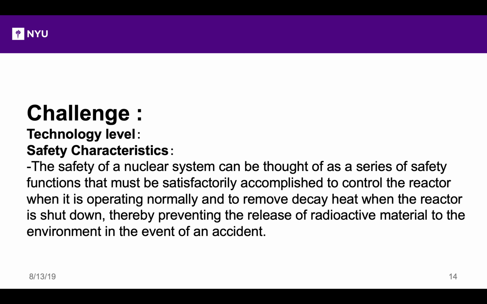Also, of course, we are facing some technology challenges in building the Generation 4 reactor, but the safety of nuclear systems is the most important part of building the new generation of nuclear power plants. The safety of nuclear systems can be thought of as a series of safety functions that must be accomplished to control the reactor when it is operating normally and to remove decay heat when the reactor is shut down, thereby preventing the release of radioactive material to the environment in the event of an accident.